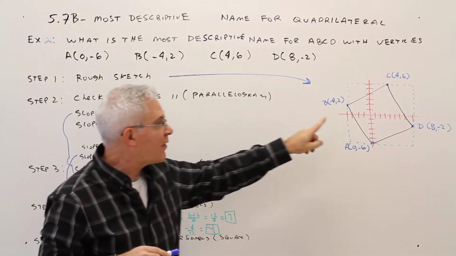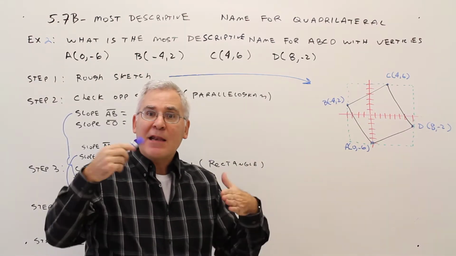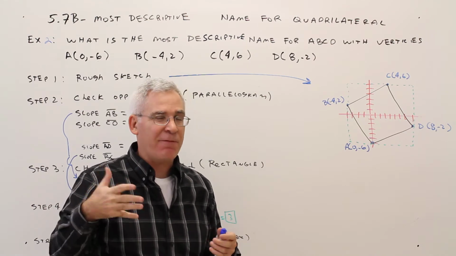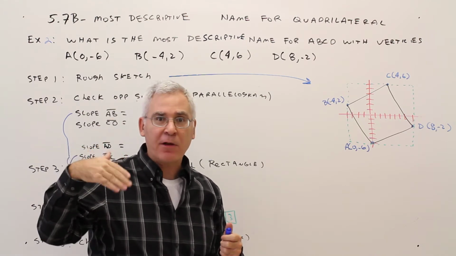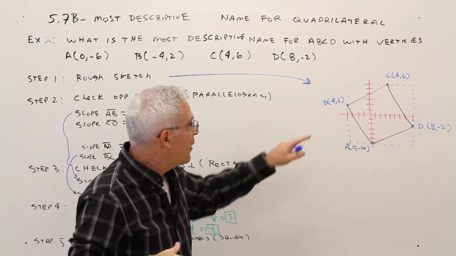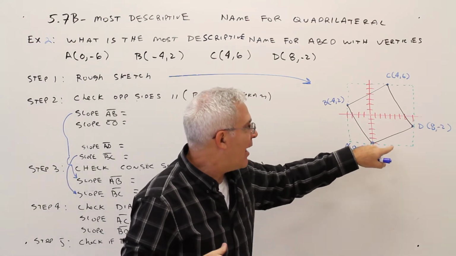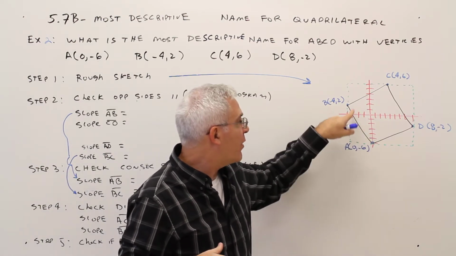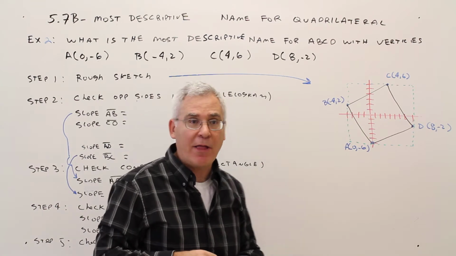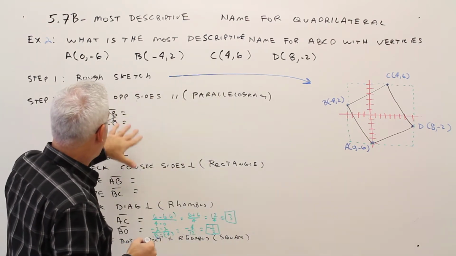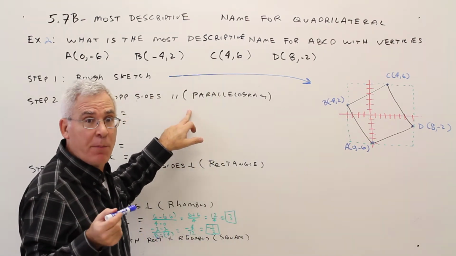Step 1 is the rough sketch I've done over here. Now in this example, I'm going to try to find the slopes by the rise over run method, just in case you find that easier. So what I've done is I've just kind of outlined the rise and the runs for each one of these sides of the quadrilateral. Okay, so again, let's check this first, see if we're a parallelogram.